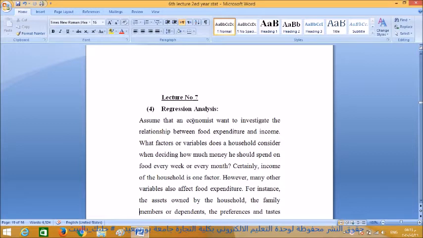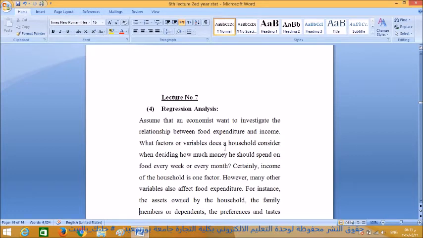We studied before the relationship between two variables in two ways: covariance and correlation coefficient. Now we will study the relationship between two variables using regression analysis. To understand this, assume that an economist wants to investigate the relationship between food expenditure and income.